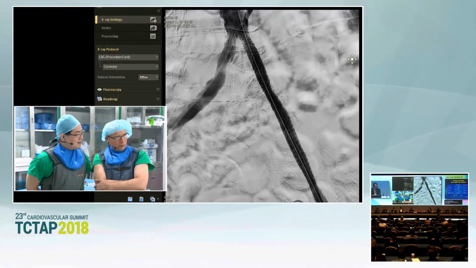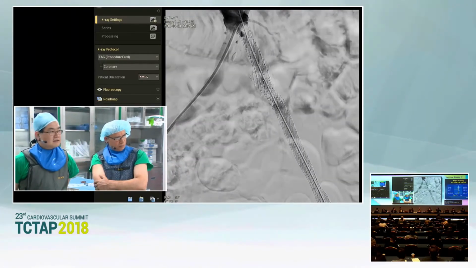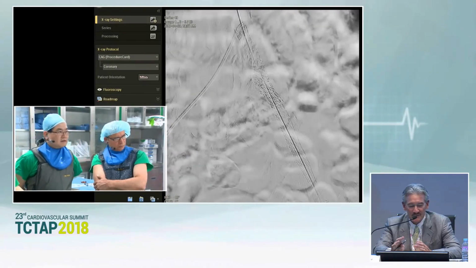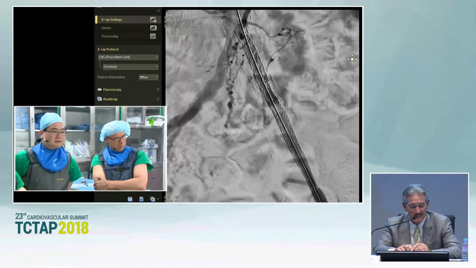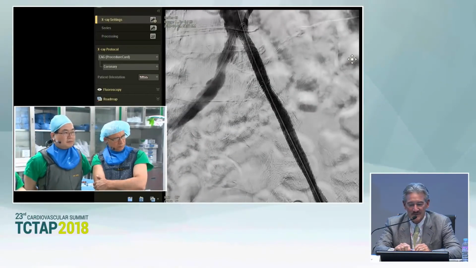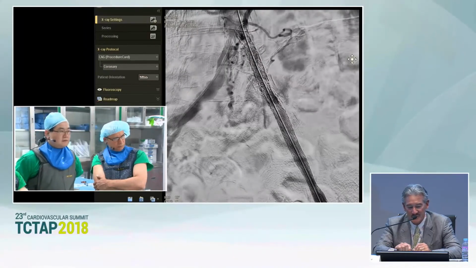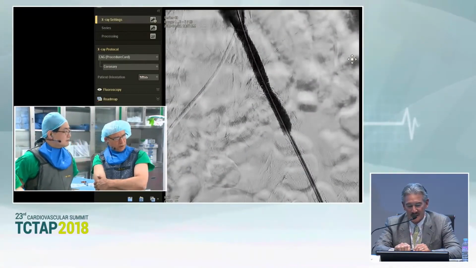Did you high pressure post dilate also? Because you know there's still some at the point of original stent occlusion. It's still a little not quite fully expanded. And did you go with a high pressure non-compliant balloon to fully expand it after deployment of the Life Stream? No, we didn't.